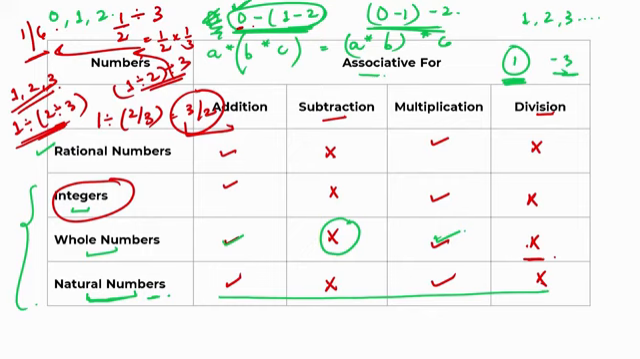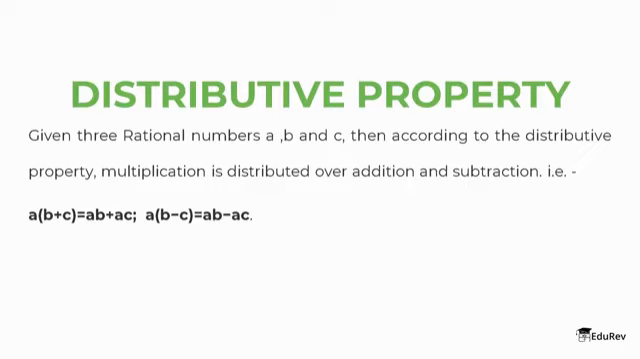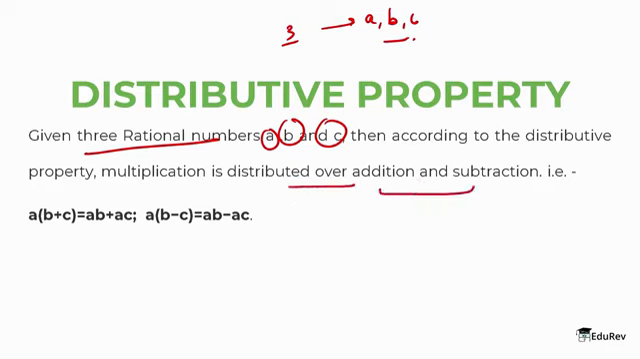So now let's move on to the last property for today, and that last property is the distributive property. Let's see how the property of distribution works and what is the meaning of distributive property. In case of distributive property, if we are provided with three rational numbers, that is A, B and C, then according to the distributive property, multiplication is distributed over addition and subtraction.